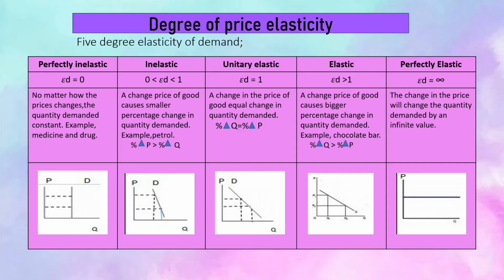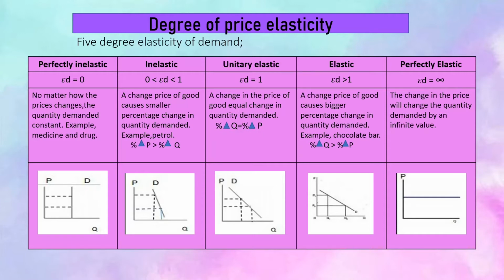Next, elastic. A change in the price of goods causes a bigger percentage change in quantity demanded. For example, chocolate bar. The elasticity value is greater than 1. Demand is elastic when the percentage change in quantity demanded is greater than the percentage change in price.